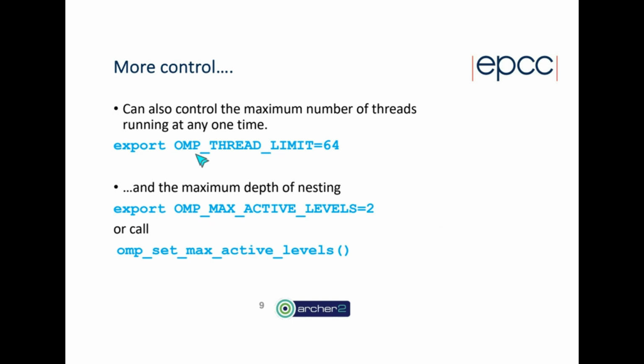So you can do that. There's an environment variable, OMP_THREAD_LIMIT. You can set that, and that basically puts an upper limit on the number of threads that will be running at any one time. If that gets exceeded, then any parallel region that subsequently gets encountered won't create any more threads. Though obviously at some point in the future, some parallel regions may finish, so the total number of threads reduces, and then new parallel regions can create more threads.